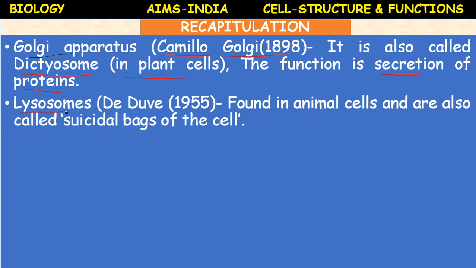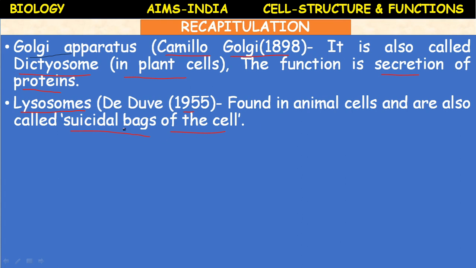Lysosomes. Lysosomes were discovered by D. Dewey in 1955. Most of the inventions and discoveries of the cell took place in the 18th century and in the beginning of the 19th century. So, D. Dewey was a scientist who discovered lysosomes. These lysosomes are found in animal cells and they are absent in the plant cells. They are also called suicidal bags of the cell.